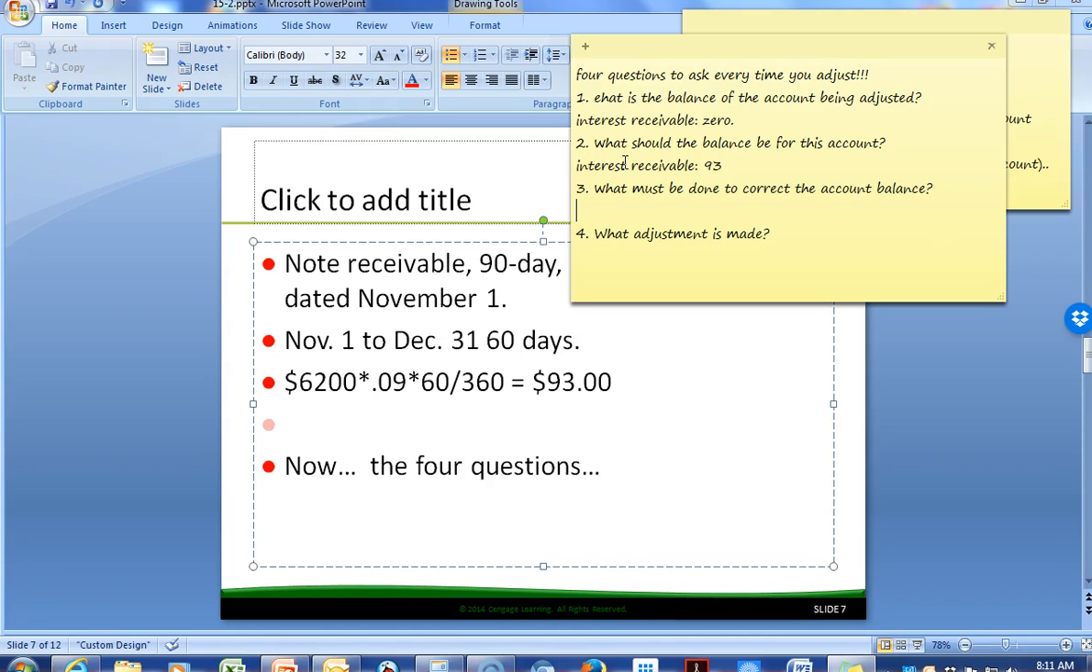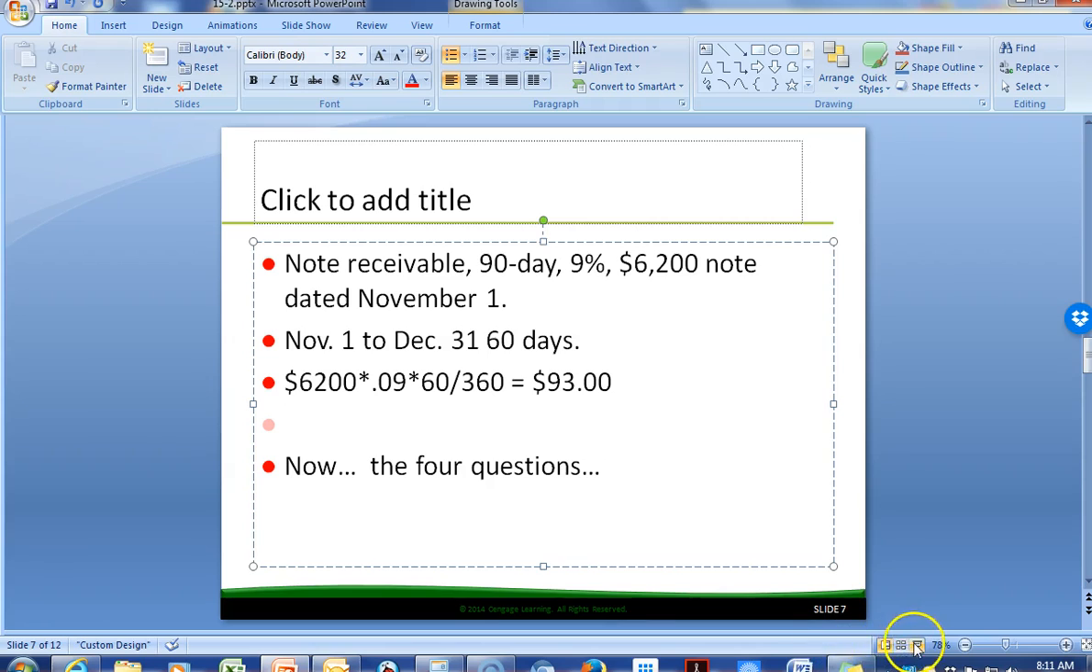What must be done to correct the account balance? We need to increase by $93. And then what adjustment is made? Debit interest receivable $93, and then credit interest income $93.